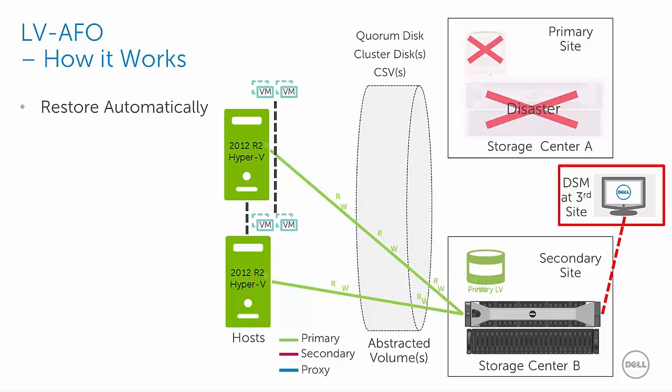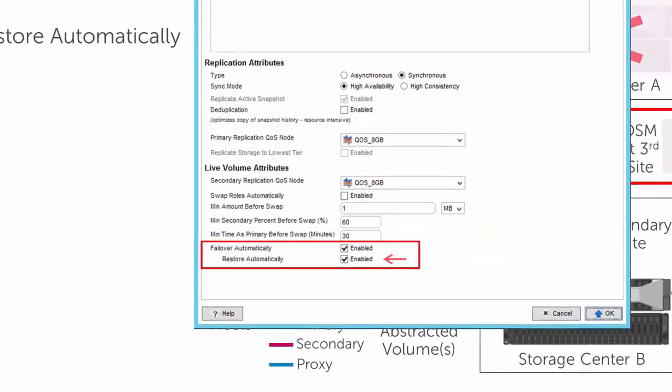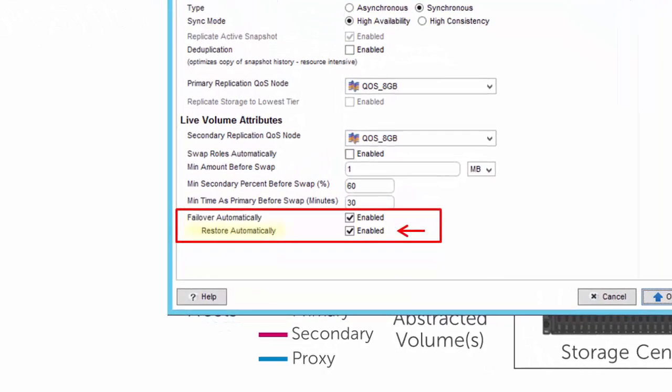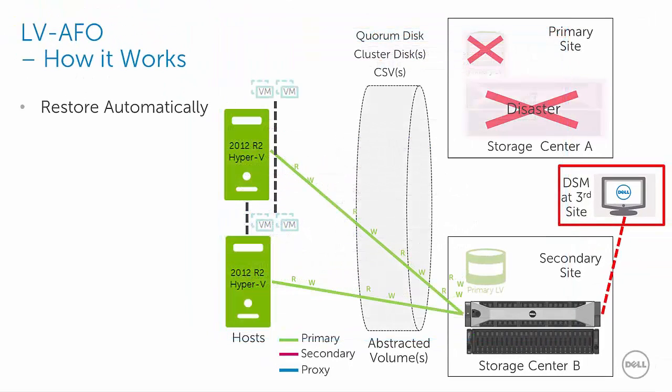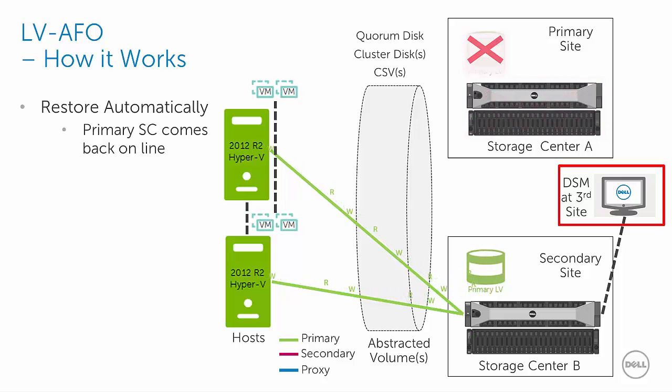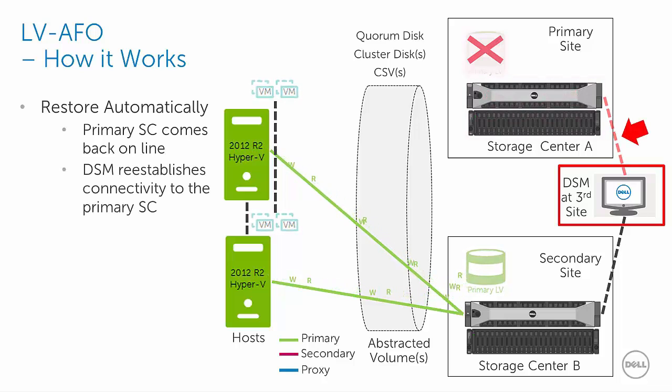Now, let's take a look at how live volume can automatically recover the live volume pair once the primary storage system comes back online. This feature is enabled by default on a volume, as shown here, anytime failover automatically is enabled. Let's bring the primary system back online. The DSM reestablishes connectivity to the primary storage center, but DSM prevents the original live volume from coming back online as primary so as to avoid an undesirable split brain scenario where data might otherwise be written to both volumes, causing data inconsistencies or corruption.